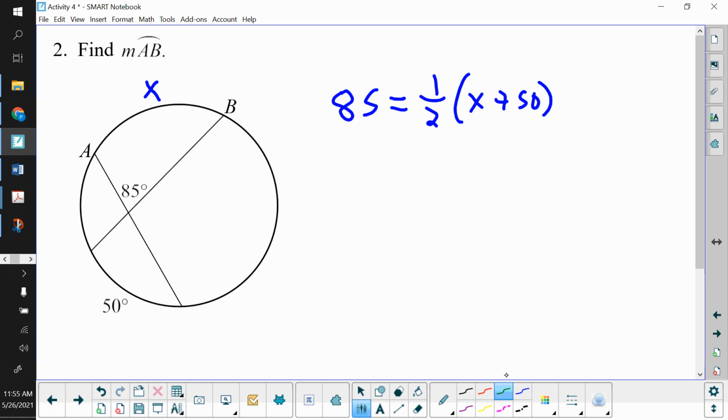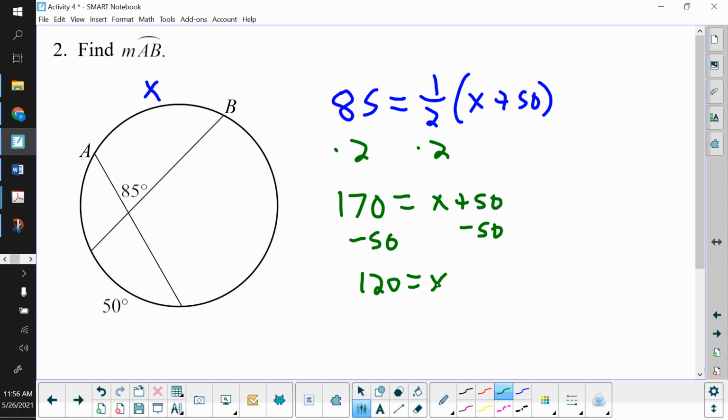The opposite of multiplying by 1/2 can be done by multiplying by 2. So if we multiply both sides by 2, this will give us 170. 1/2 times 2, those become 1, so they go away, and we just have x plus 50. We'll subtract 50 on both sides. We get x is 120. So that means our measure of arc AB is just 120 degrees.